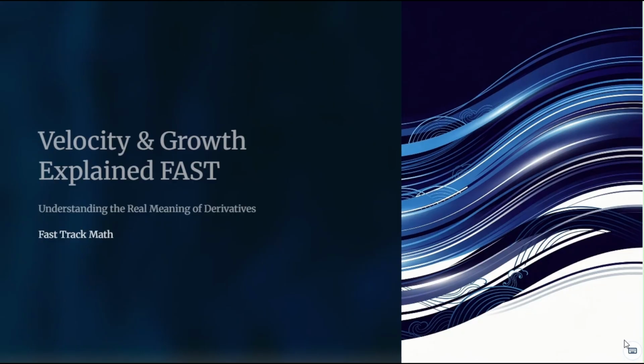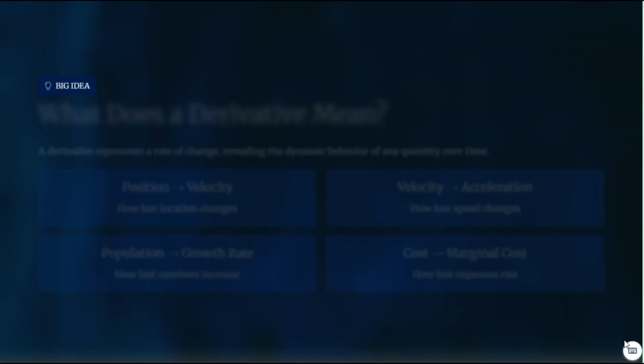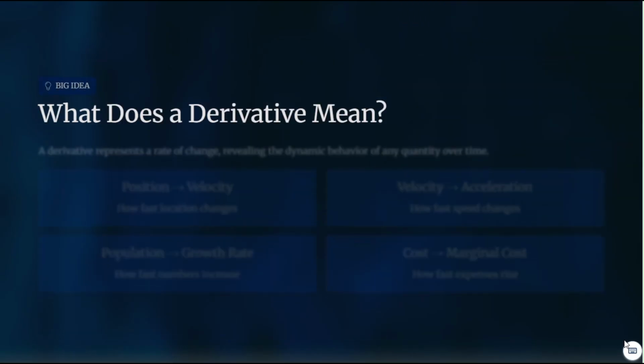Derivatives aren't just formulas, they tell us how fast things are actually changing. In this lesson, we'll look at different applications of derivatives. What does a derivative mean? A derivative represents a rate of change, revealing the dynamic behavior of any quantity over time.